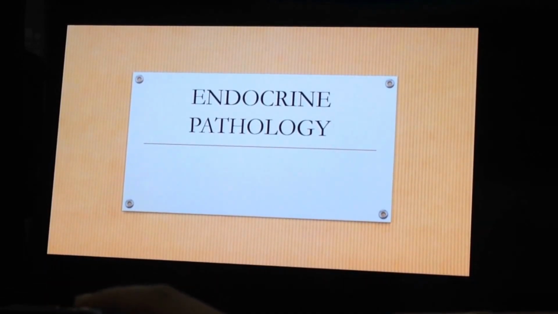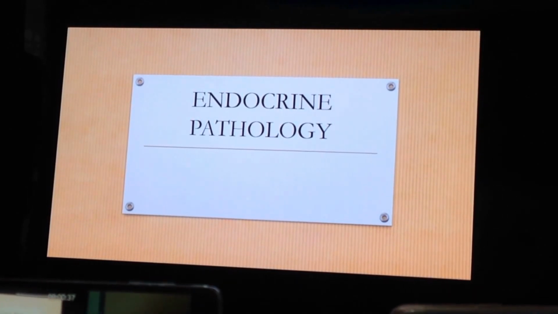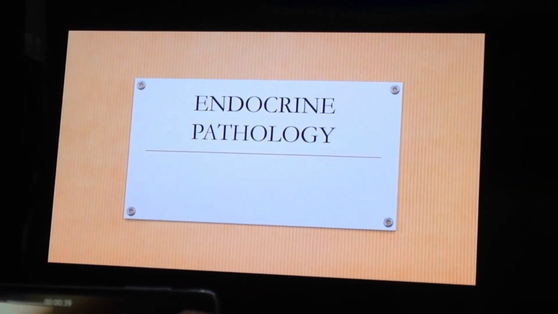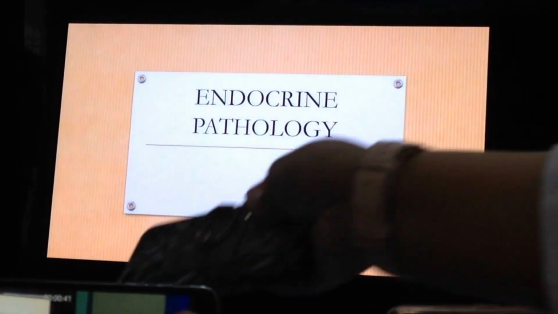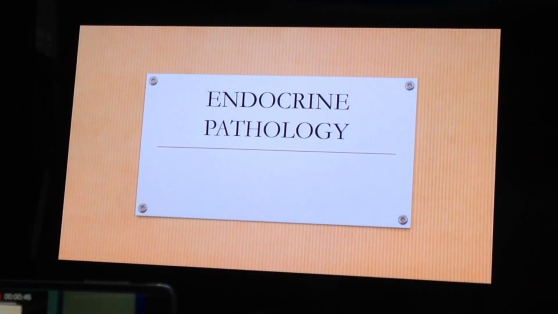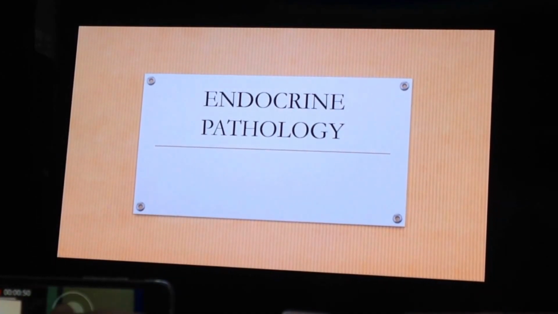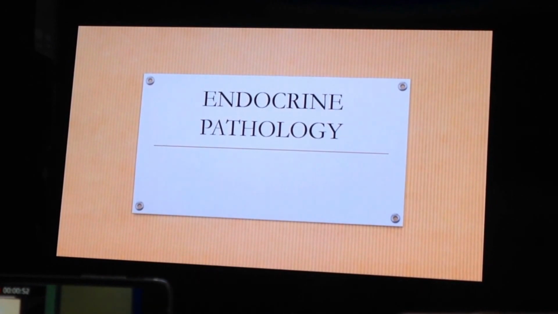What are the parts of your endocrine gland, endocrine system? Thyroid. We have thyroid, pituitary, adrenals. Those are parts of your endocrine system. And when you say endocrine, it involves secretion of hormones, okay? Secretion of hormones.